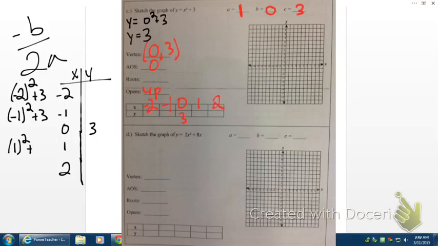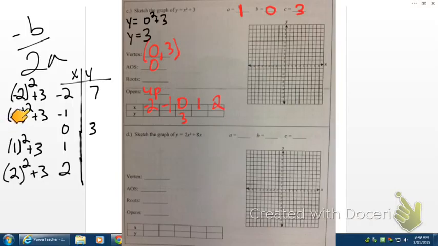And 1 squared plus 3. And we're going to insert the negative 2. It's going to become negative 2 squared plus 3. Okay. If you work all this out, negative 2 squared is going to give me 4, plus 3 is going to give me 7.